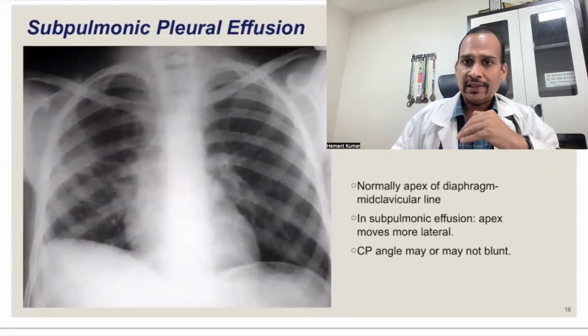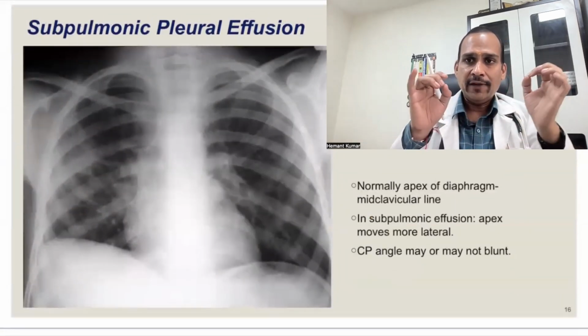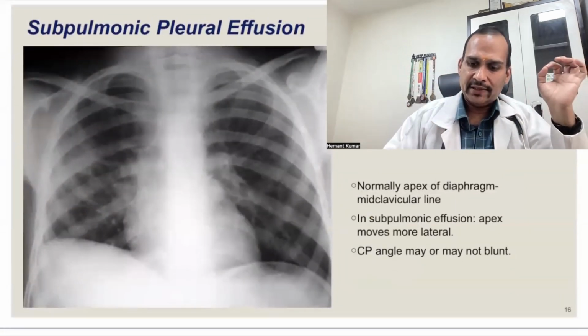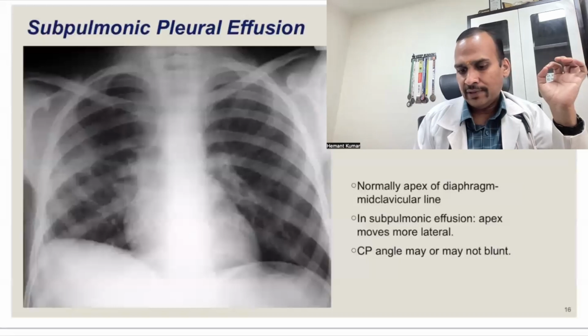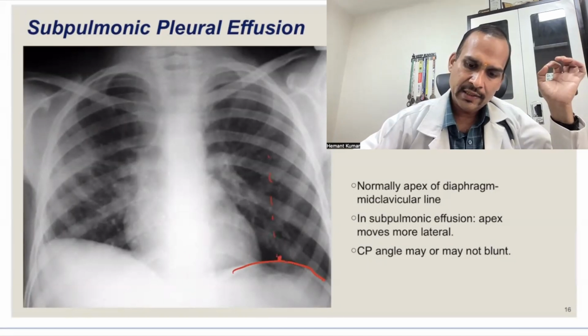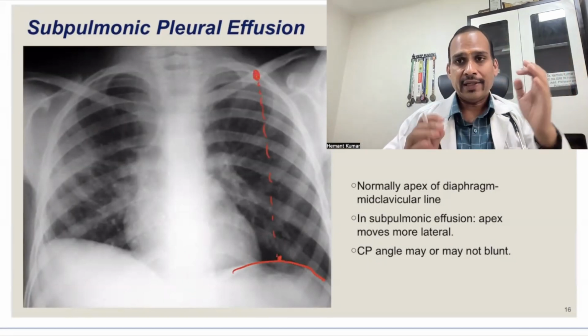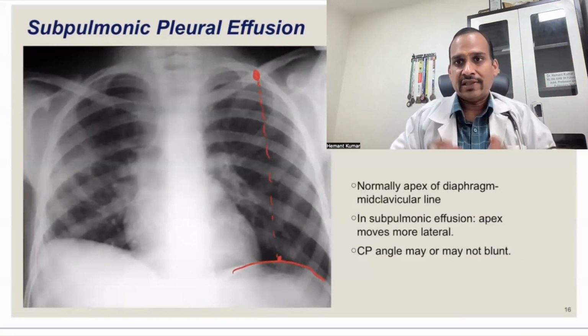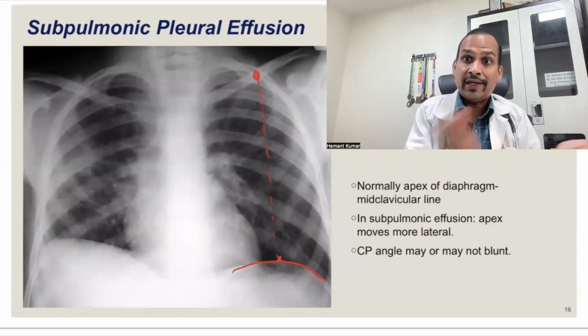So what are the other features? If you look on the left side, the dome of the diaphragm, the apex, the highest peak of the diaphragm, is there at the mid-clavicular line. But if there is subpulmonic effusion, this apex will shift to the lateral side.